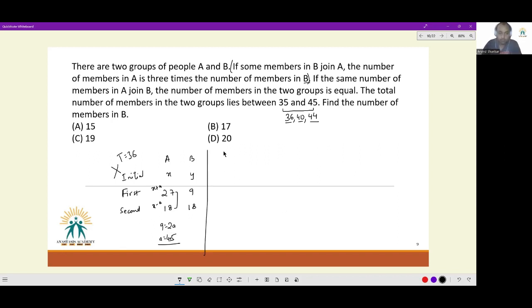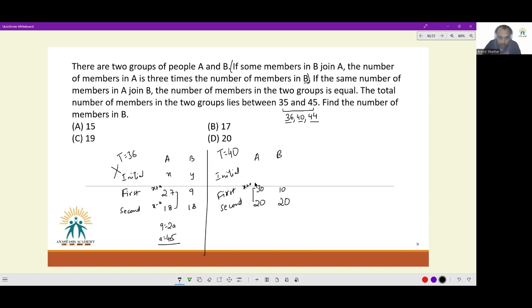How about when the total count of people is 40? Group A, Group B: initial, after the first switch, and the second iteration. After the first switch, the count will be 30 and 10. Second iteration, it will be 20 and 20. Again, the switch here will of course be 2A only.